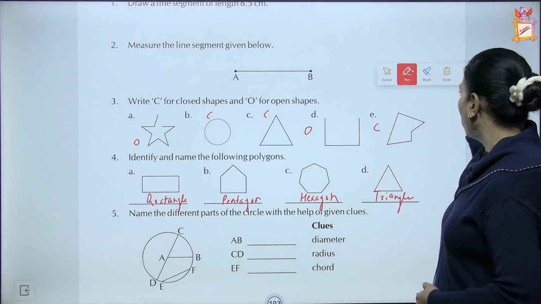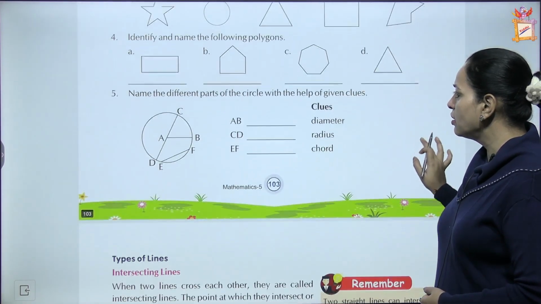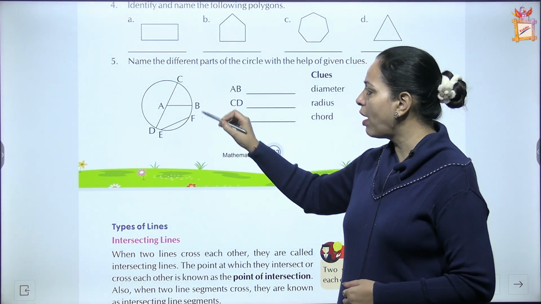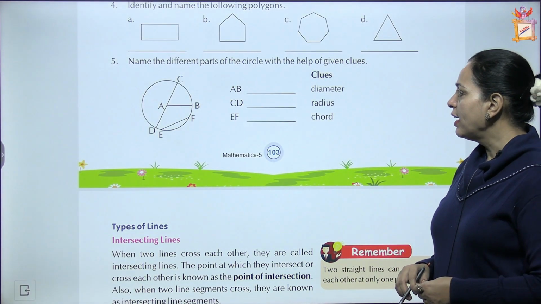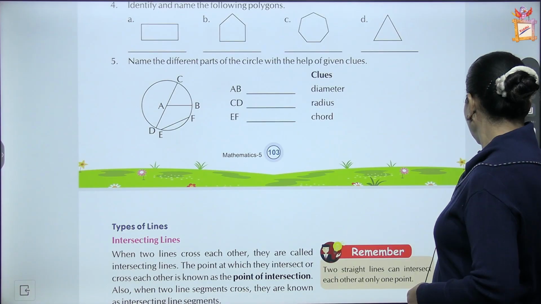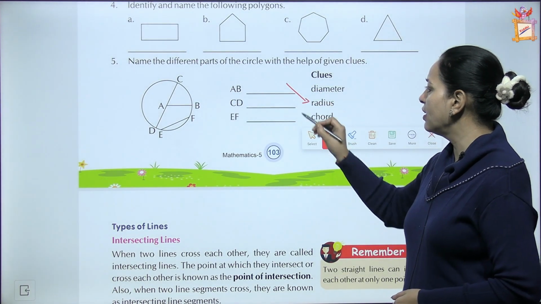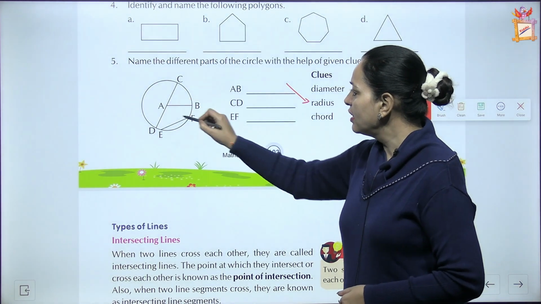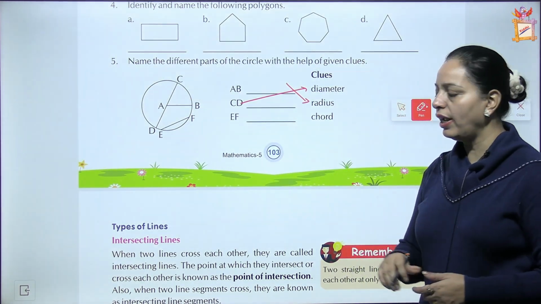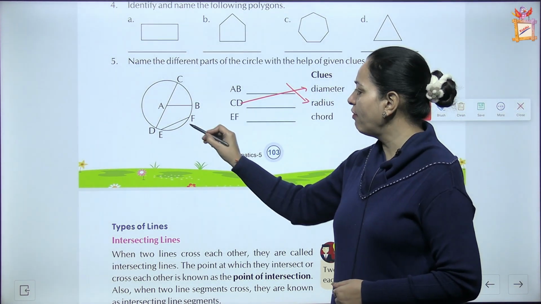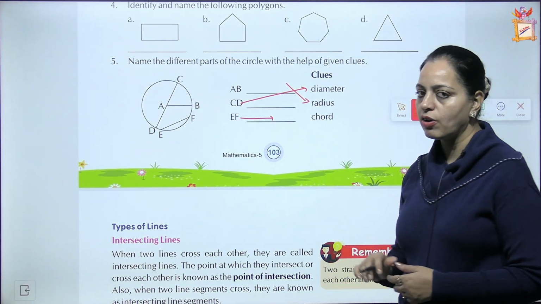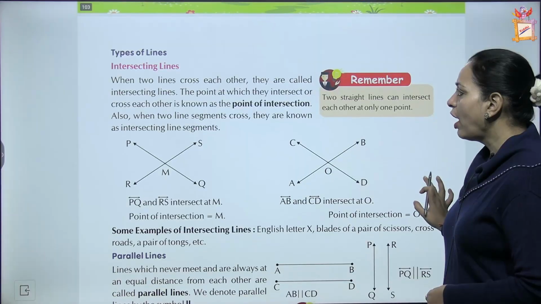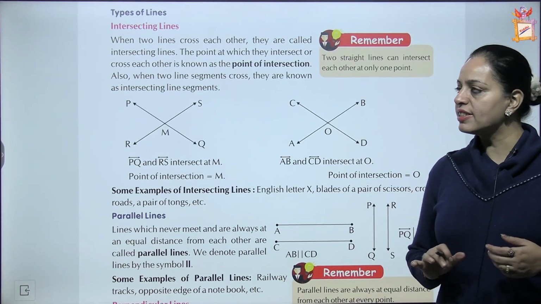Okay, now the fifth one: name the different parts of the circle with the help of the given clues. So here one circle is given and different parts. So what is AB? AB is radius. What is CD? CD is diameter. Okay, and what is EF? EF is chord, right? So I hope this is clear to you. You have done this earlier.